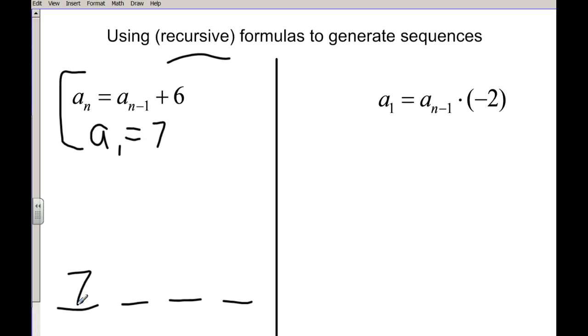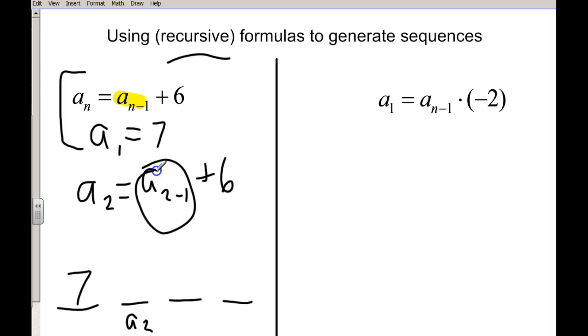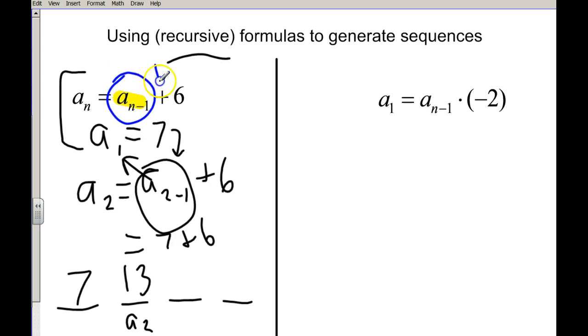So when they say a sub n minus 1, it's really important you know what that means. They're saying plug in the previous term. So if we want to find a sub 2, I'm going to say a sub 2 equals a sub 2 minus 1, plus 6. Now a sub 2 minus 1 is what? Well, that's a sub 1, since 2 minus 1 is 1. A sub 1 is 7, so 7 goes right there. So a sub 2 is 7 plus 6, which is 13. What this really means is, when you see this, it basically means the previous term. If you think of it that way, it'll make a lot more sense to you: the previous term.